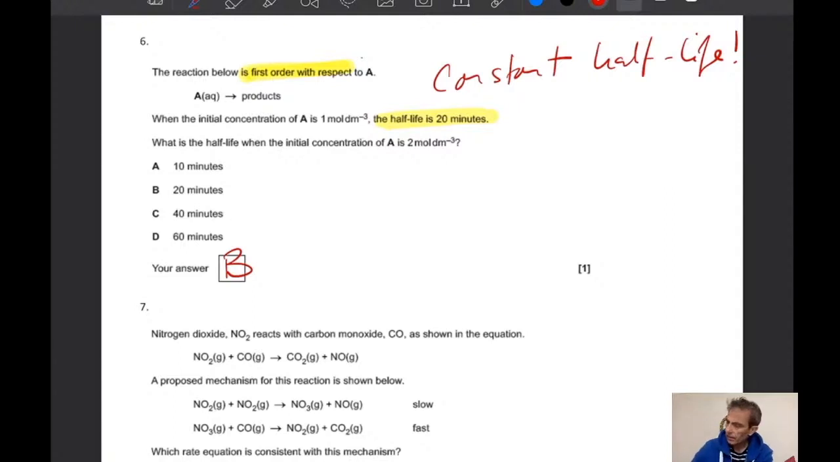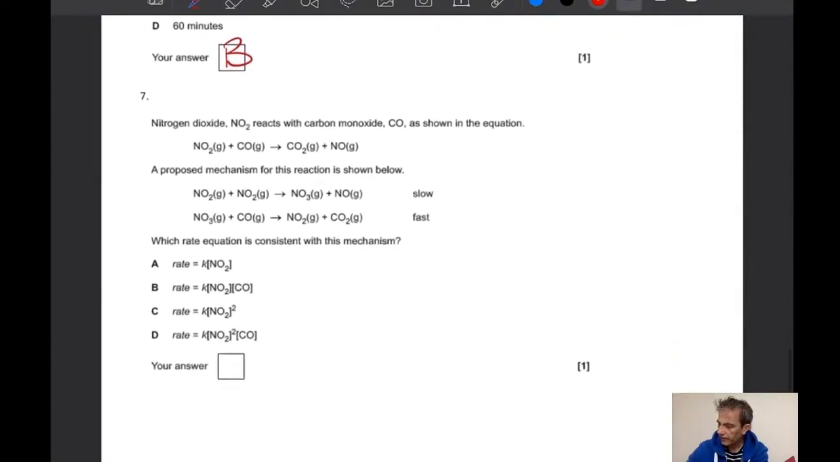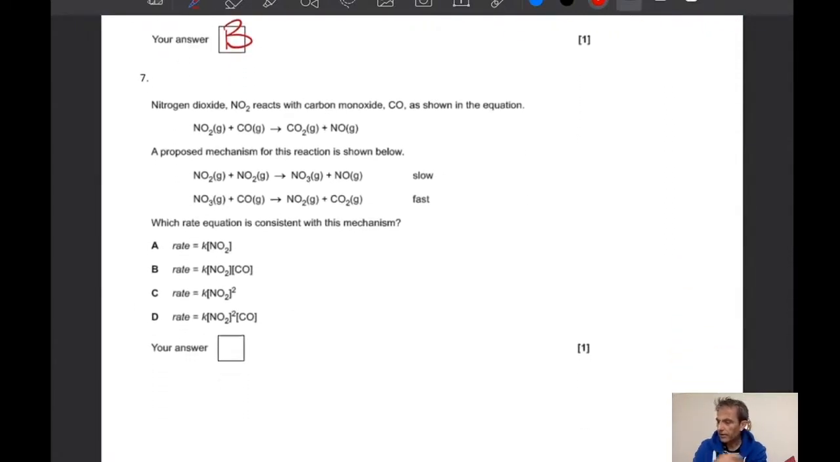Okay. Final question. Final question of the year, in fact, because there's no more homeworks after this until September. You'll be pleased to hear. Right, so let's have a look at what's important in this question. Nitrogen dioxide reacts with carbon monoxide as shown in the equation. Right, okay, so we've got an equation. A proposed mechanism for this reaction is shown below.